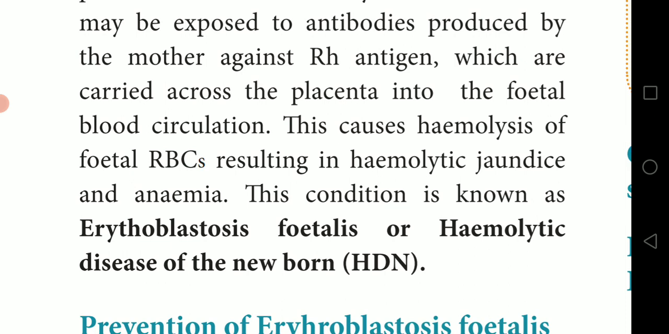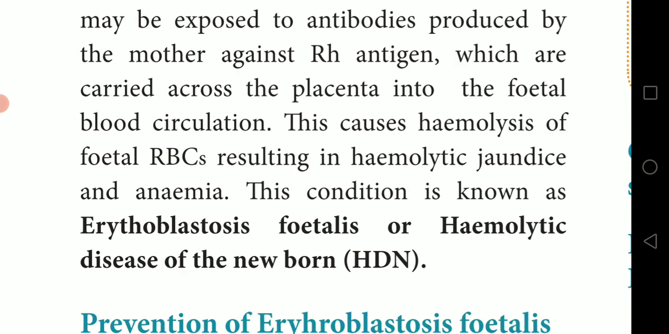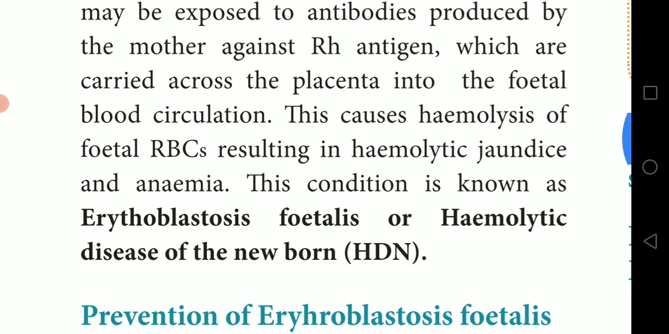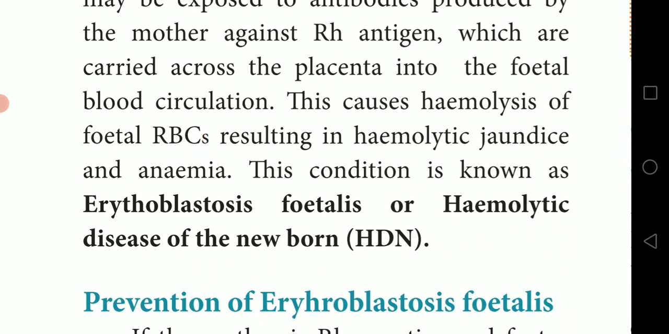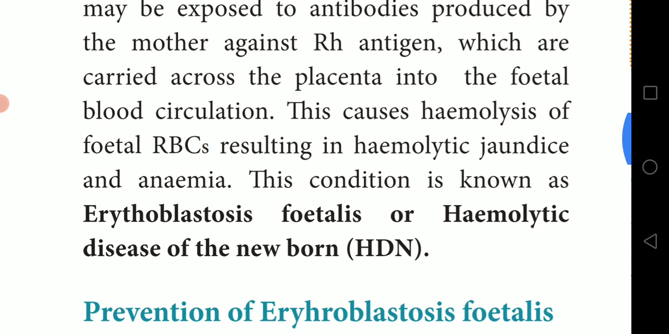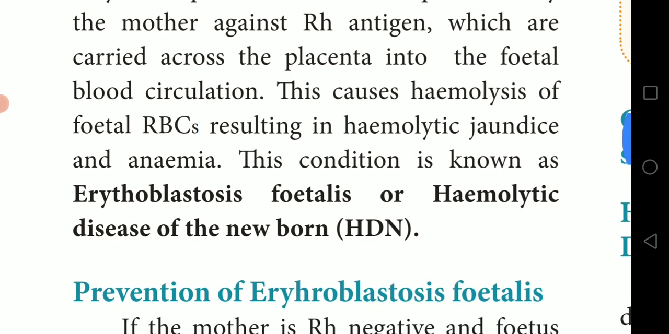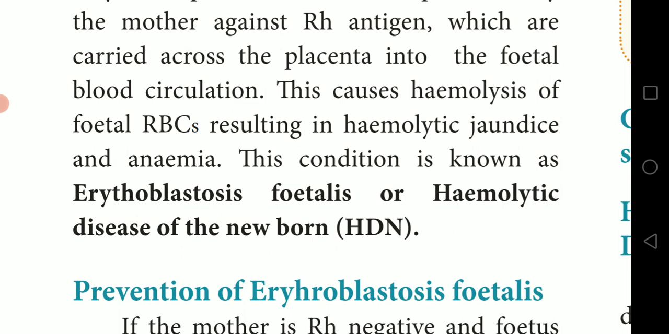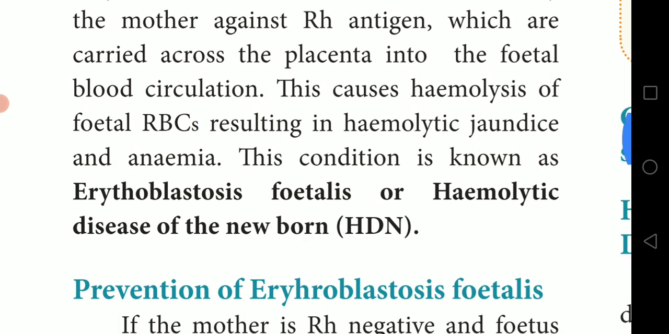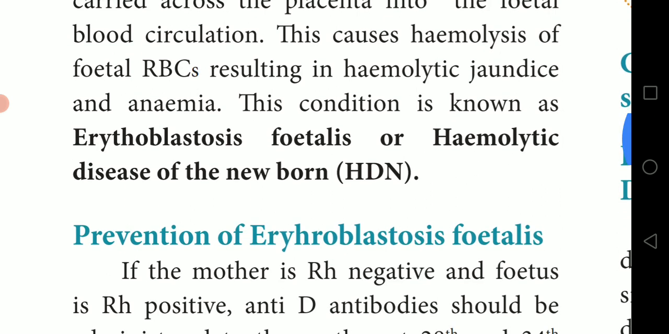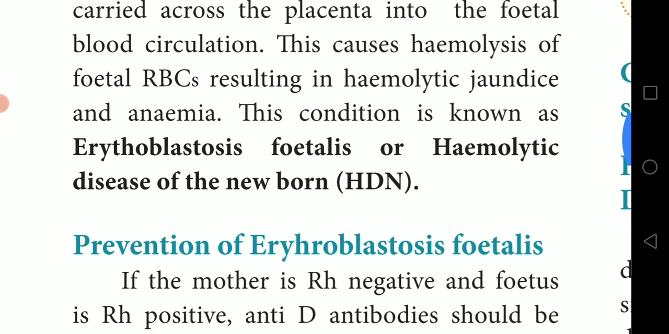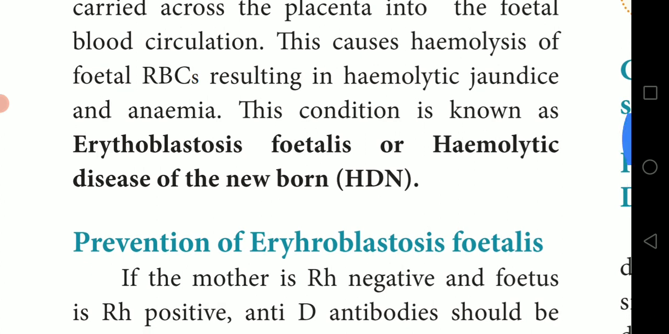With the second pregnancy of the same mother, who is Rh negative, if the child also gets the father's Rh positive blood group, there will be some problem. What is the problem? That's what we are going to see. The antibodies are carried across the placenta into the fetal blood circulation. This causes hemolysis of fetal RBC, resulting in hemolytic jaundice and anemia, since the mother's and child's Rh factors are mismatched.